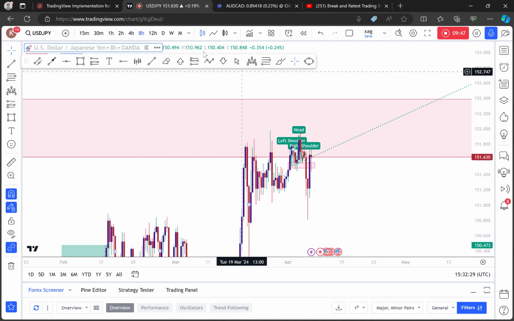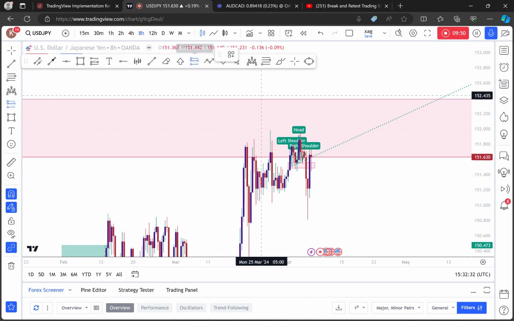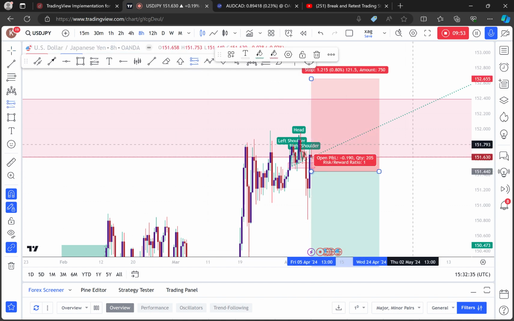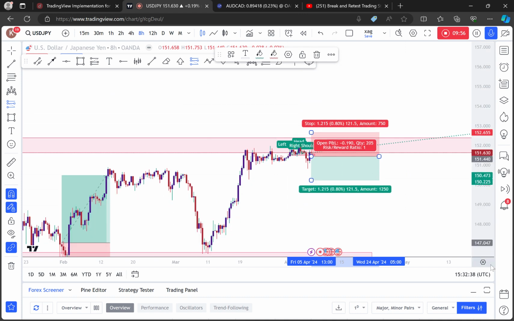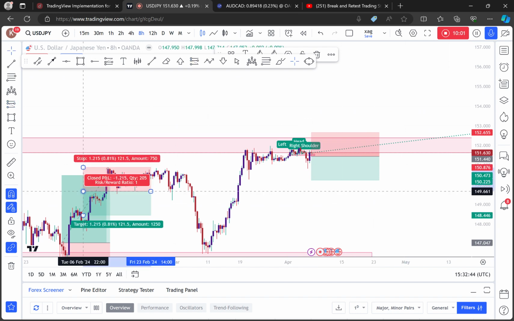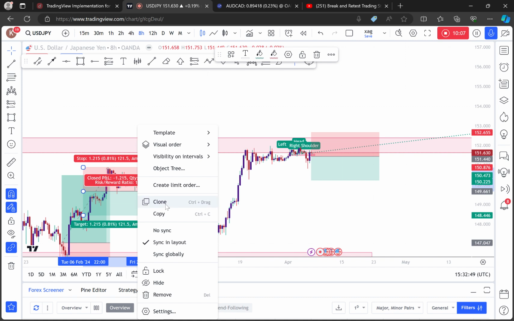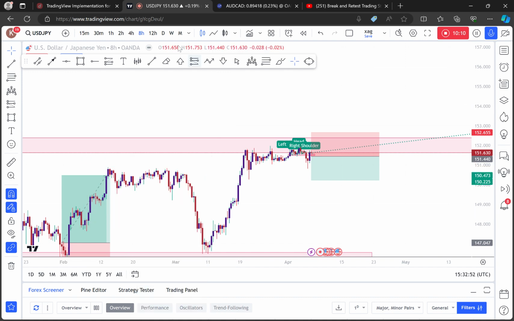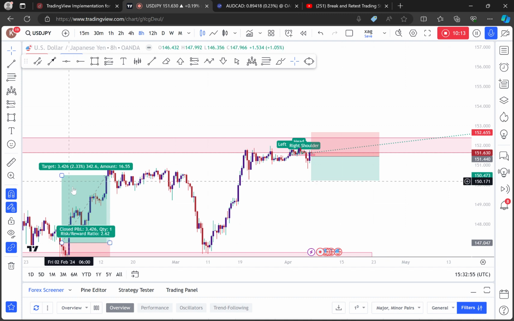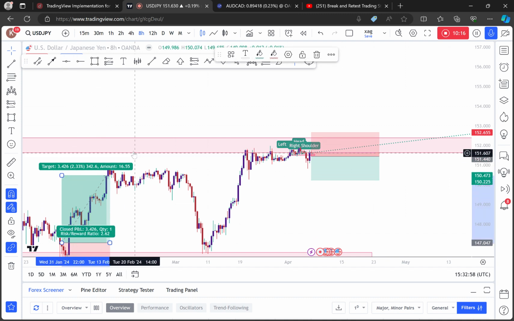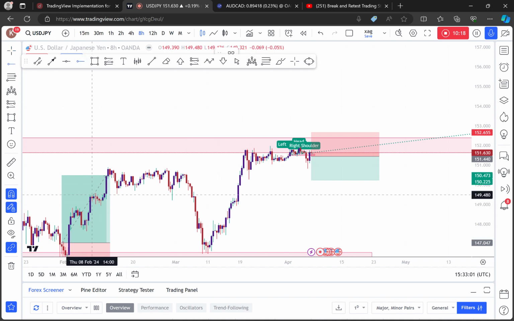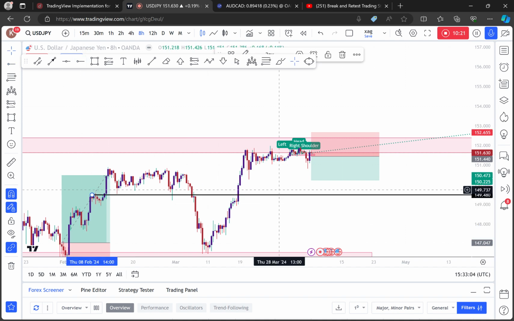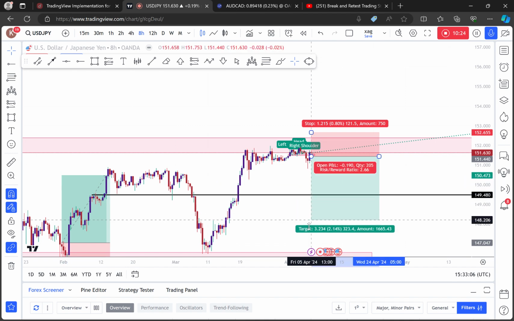Let me show you my first take profit point. Currently I'm on loss in this trade. My first take profit is here, even here. My first take profit point is here, but I may hold this trade all the way up to here.